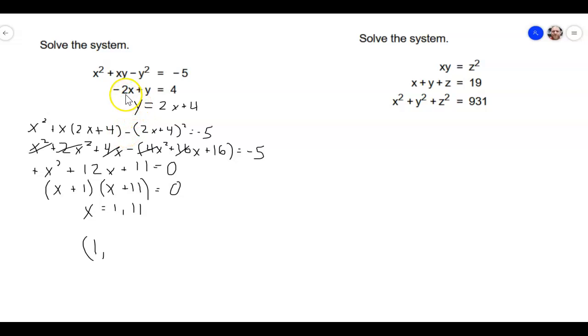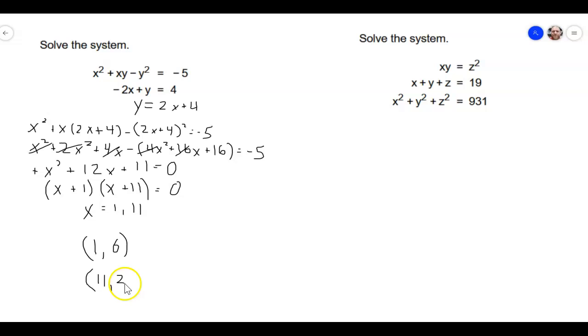1 times negative 2 is negative 2. So negative 2 plus 6 gives me a 4. So that would make this a 6. That's one of my solutions. Then if I put an 11 in here for x, 11 times negative 2 is negative 22. So in order to get a 4, I would need a 26.